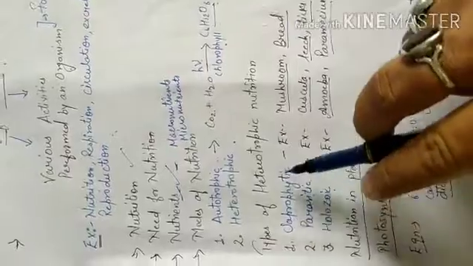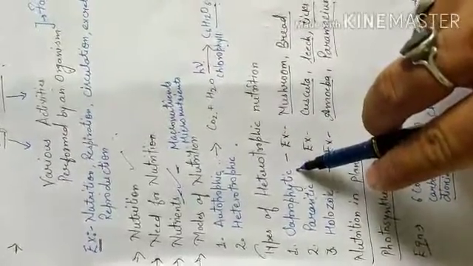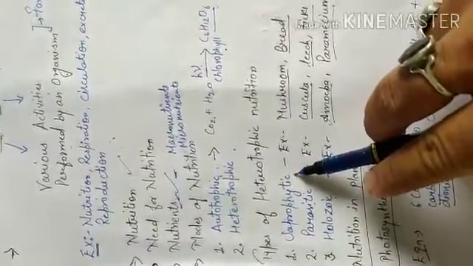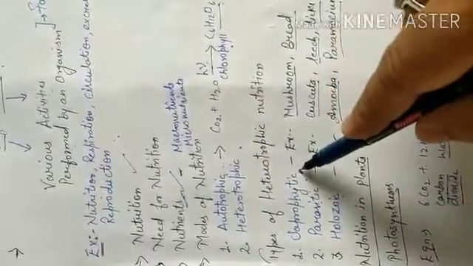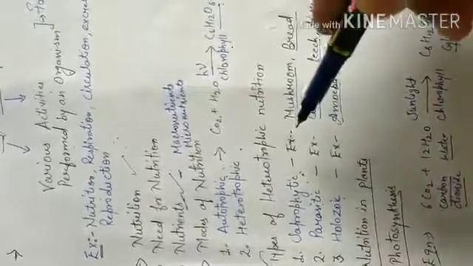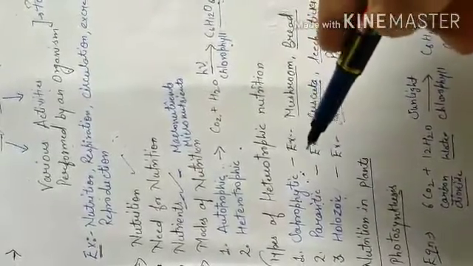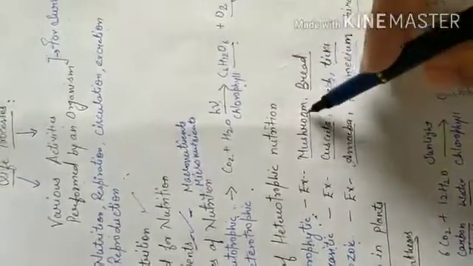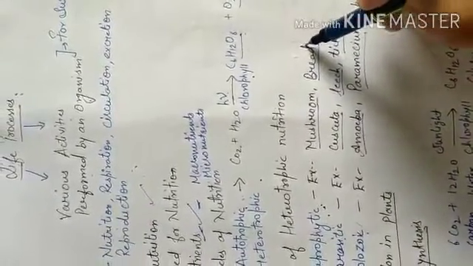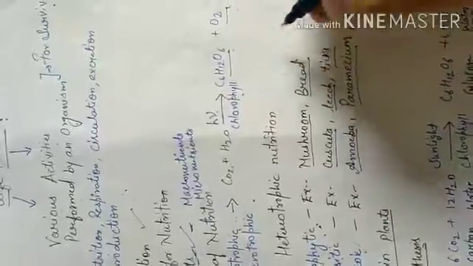Now the first one is saprophytic. Saprophytic nutrition is a type of nutrition in which organisms get their food from dead and decaying matter. They break down the food material outside their body and then absorb it. For example, mushroom, bread mold, yeast, some bacteria, etc.